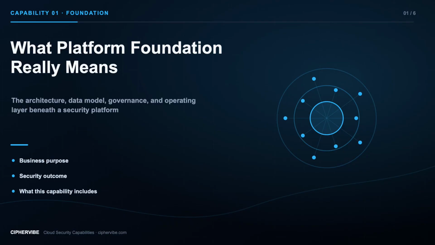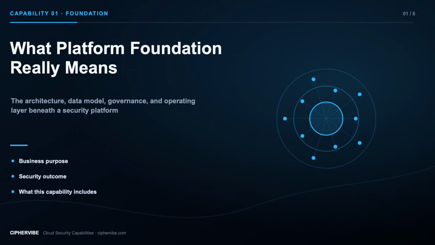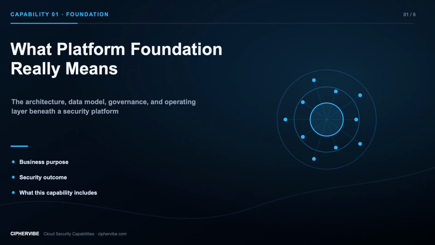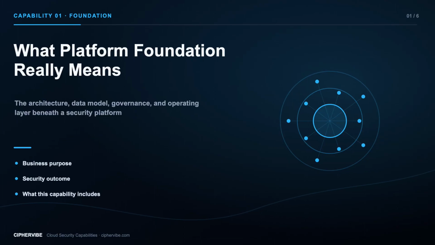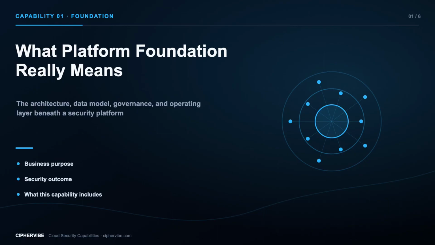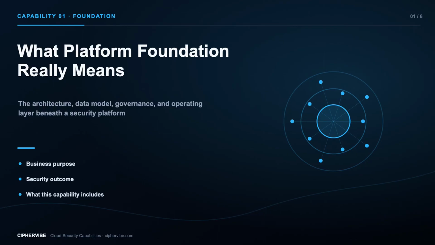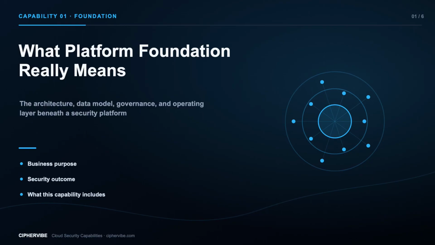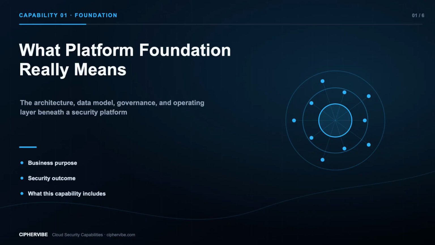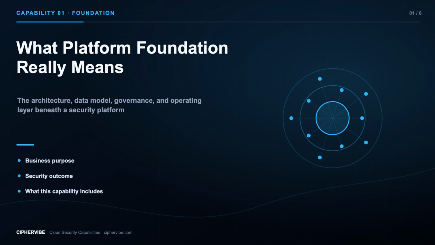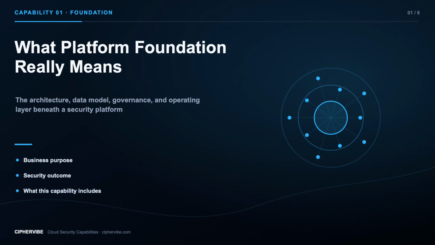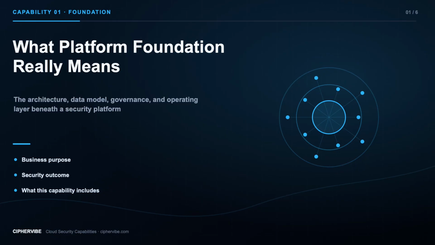This episode explains Platform Foundation, why it matters, how the capability works, which mistakes weaken it, and how to build it in a measurable way. A platform foundation is the shared control plane that turns disconnected security tools and telemetry into one governed operating system. Its value comes from consistent asset identity, normalized evidence, policy ownership, access control, workflow state, and trustworthy platform services.